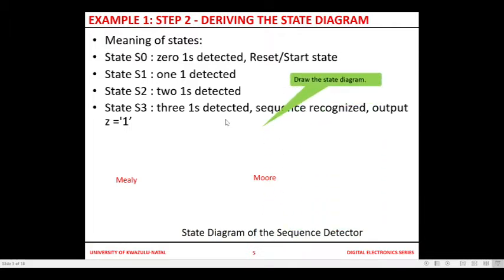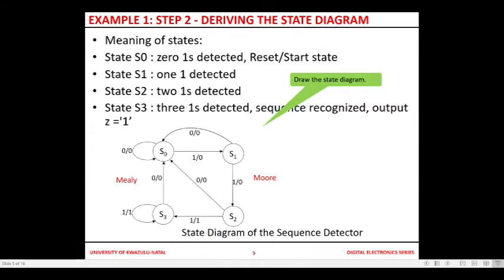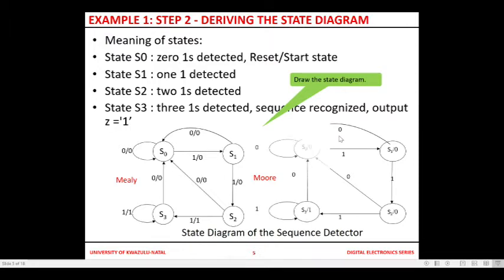So from this, you should draw the state diagram. So that is the Mealy state diagram, and that is the Moore state diagram as discussed in class. S0 is there is no 1 detected. If 0 comes, you keep on there. If 1 comes, S1, the first one has been detected. If it's a 0, you break the cycle. If it is a 1, then the second one has been detected.